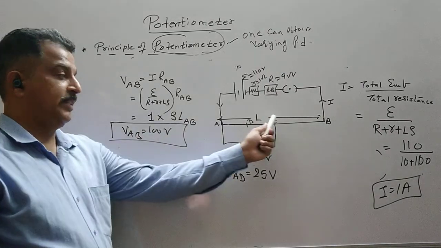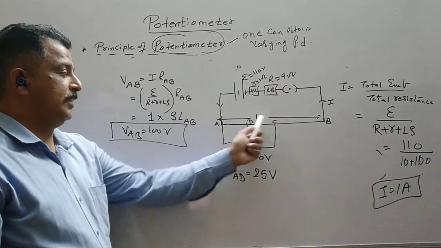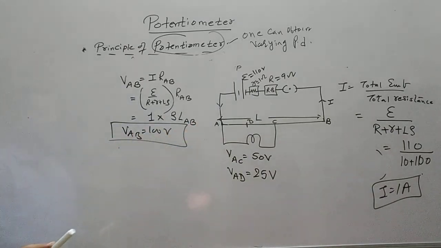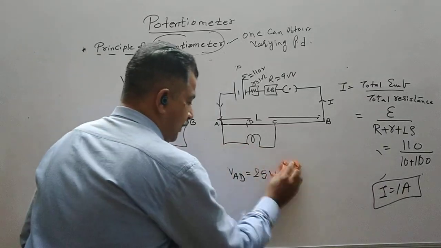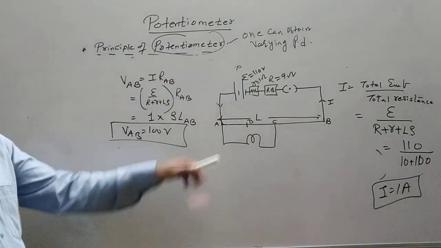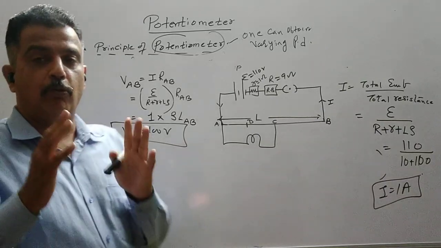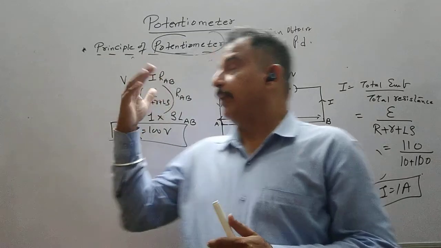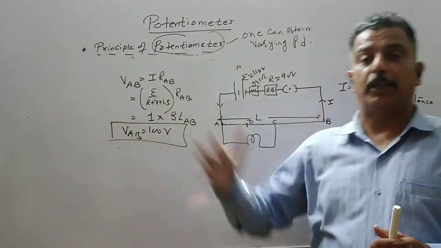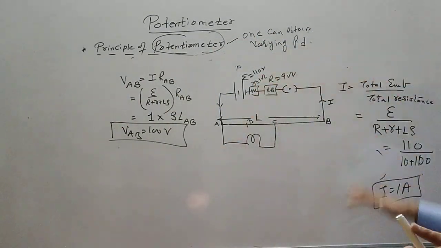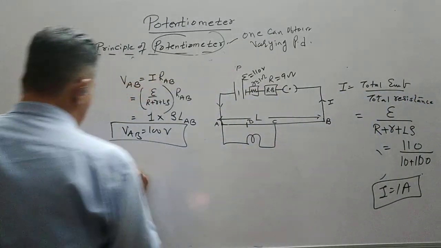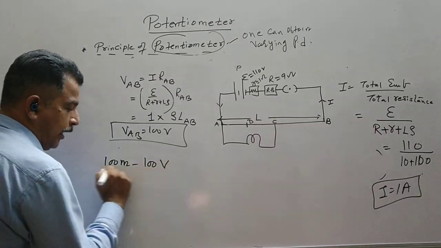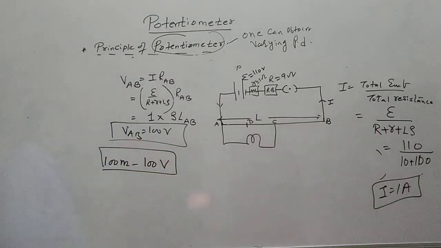So it should be clear that across AB we have 100 volt, so across AC, if C is a midpoint, 50 volt, if D is a midpoint of AC, 25 volt. So orally or mathematically or practically I can find the value like this. So if I want to use a potentiometer as a varying potential difference, I will do this calculation and I will remember that 100-meter wire will have 100-volt potential difference across it.